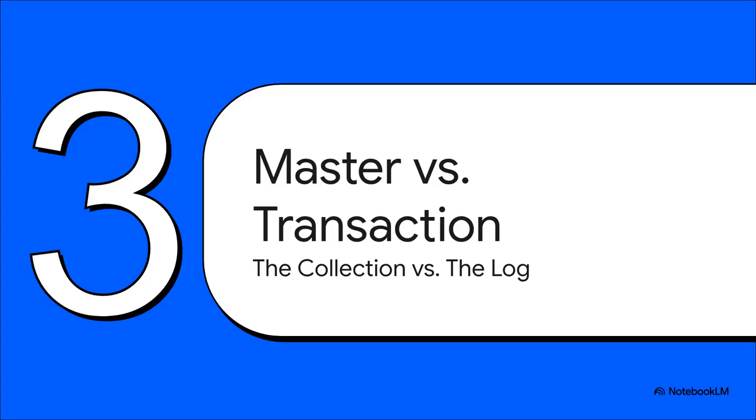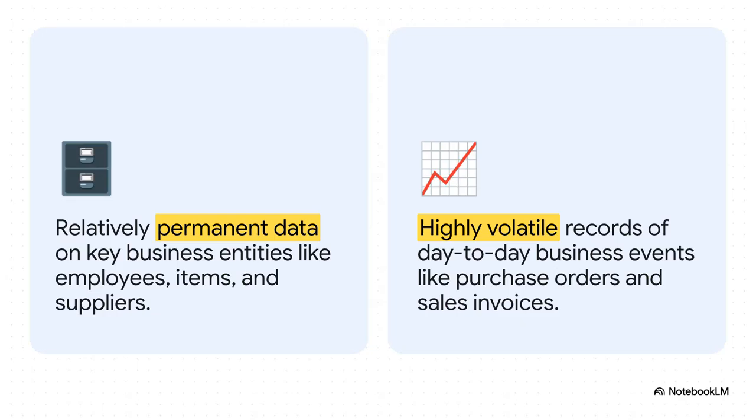Okay, our library is all nicely organized. Now, let's talk about the two main types of books it holds, because not all information is created equal. Some of it is pretty permanent, while other stuff is changing all the time. So on one hand, you've got what's called master data. Think of this as the library's permanent collection, the core info that doesn't change much, right? Your suppliers, your customers, your products. Then, on the other hand, you have transaction data. This is like the library's daily checkout log. It's constantly changing, recording all those day-to-day events like purchase orders and sales invoices.